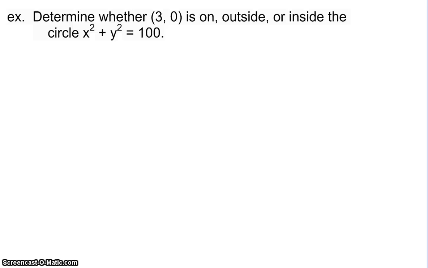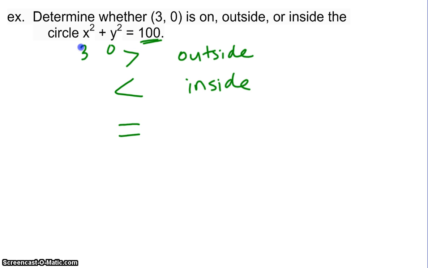When you plug in the point, so if you plug in 3 and 0, if it is greater than the 100 here, whatever it's equal to, then it is outside the circle. If you plug it in and it is less than, it is inside the circle. If you plug it in and it is equal to, then it is on the circle.